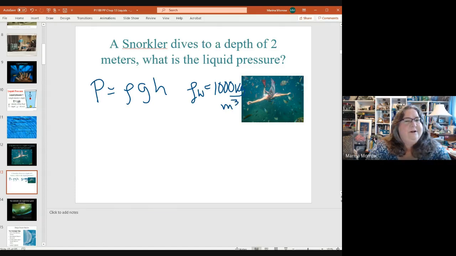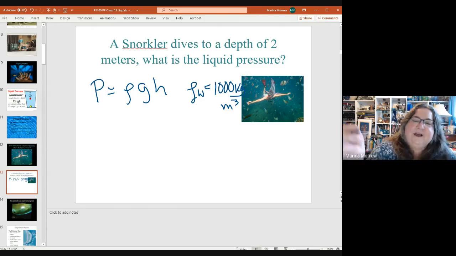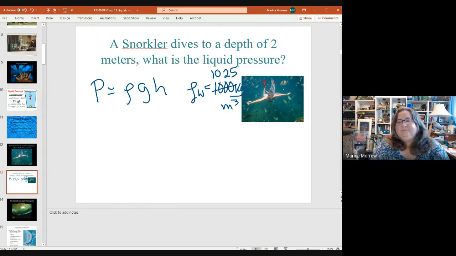This is not fresh water. This is salt water. So when it's salt water, you actually want to use a slightly higher value. So for salt water, it's 1,025 kilograms per meter cubed. So I'm going to use that one because this is salt water. A little bit more dense. Okay, so let's put that in here.